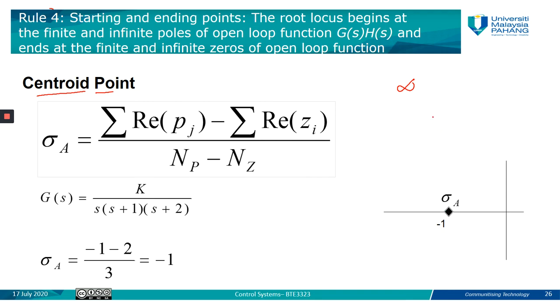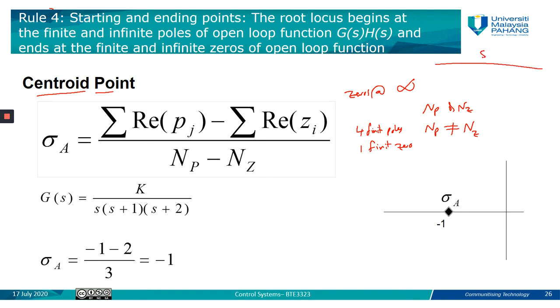Since we said we have some zeros at infinity, zeros are located at infinity if there is a difference between the number of poles and the number of zeros. That means if the number of poles is not equal to the number of finite zeros, the rest of the zeros are located at infinity. So for example, you have four finite poles, one finite zero.